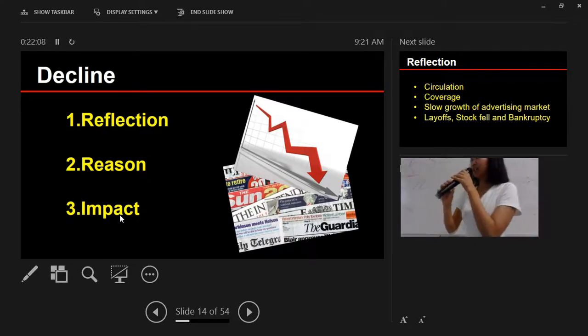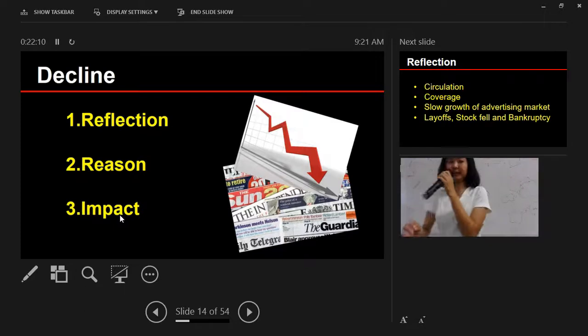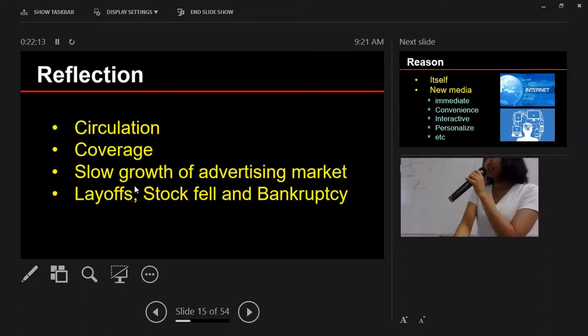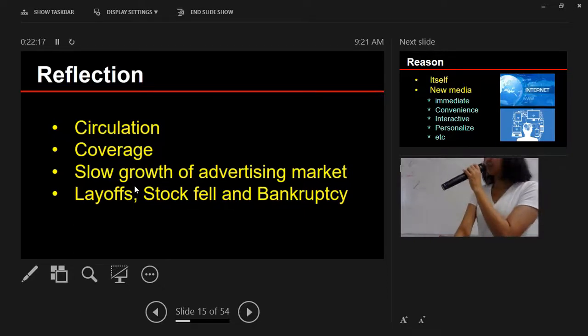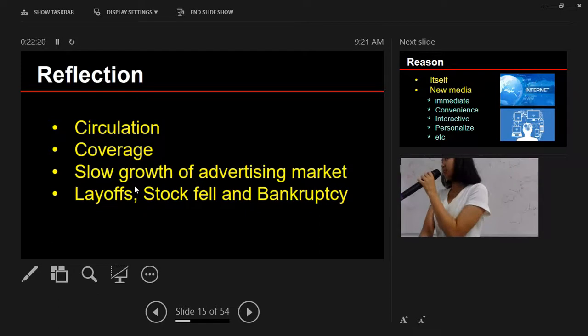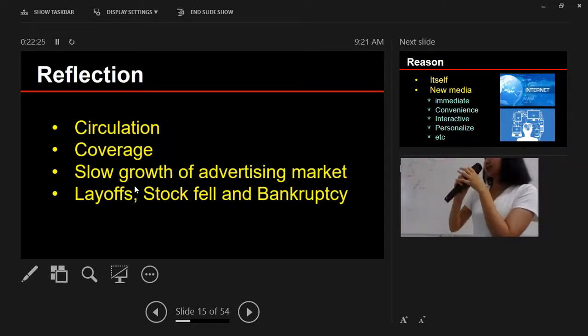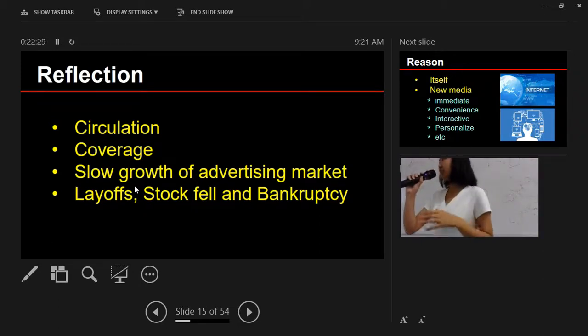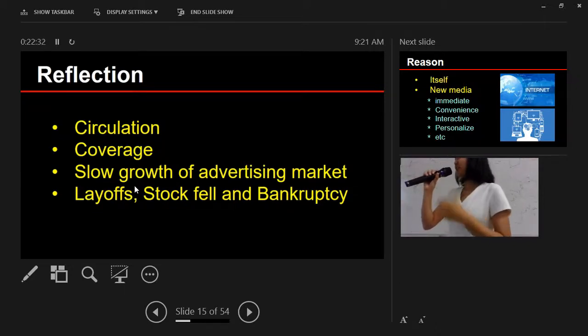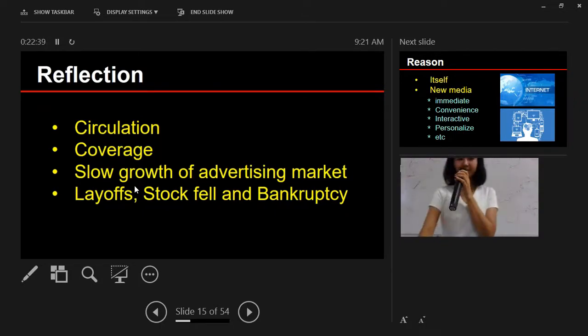But in recent years, newspaper declined rapidly. So it is embodied in the following ways. First, the circulation. From 1974 to 2004, during the 20 years, the circulation continued to drop, and especially after the 1990s, until now, it still shows a decreasing trend. And the second is coverage.